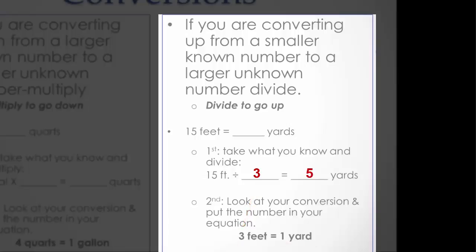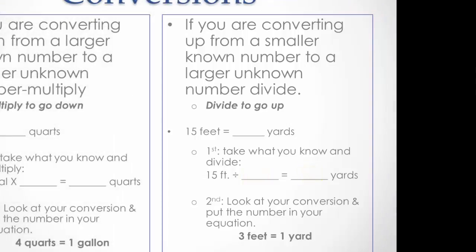Again, to review, I knew I was going from feet to yards, which is a smaller measurement to a larger measurement. So I took what I knew, 15 feet, and I'm going to divide by the relationship, which is 3 feet. So 15 divided by 3 equals 5 yards.